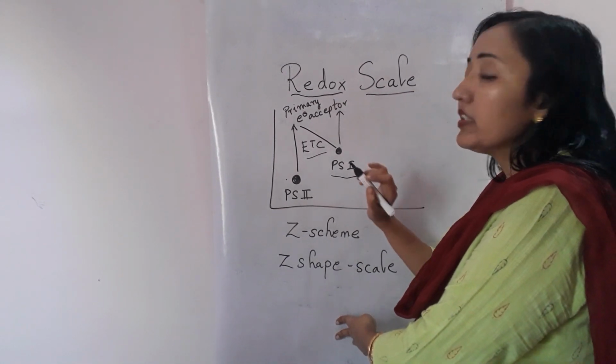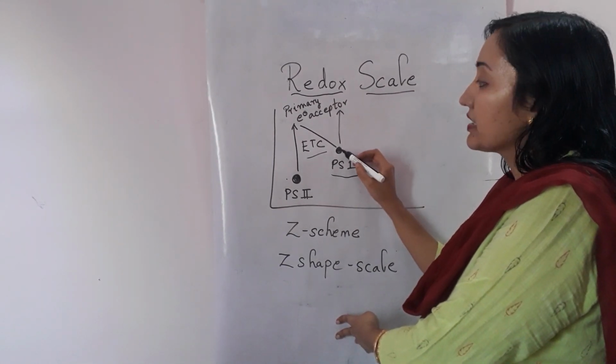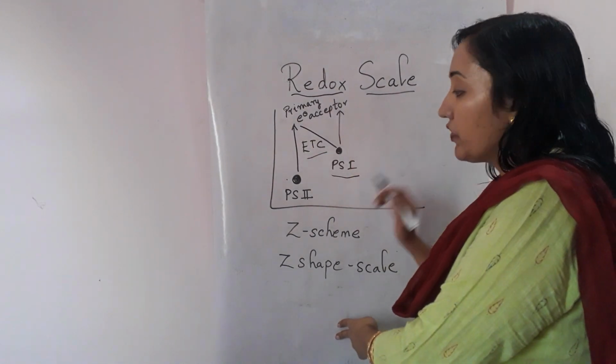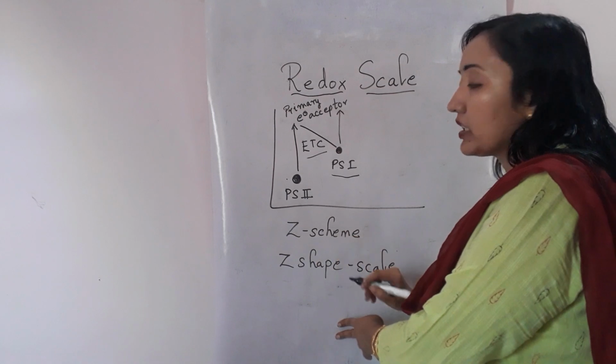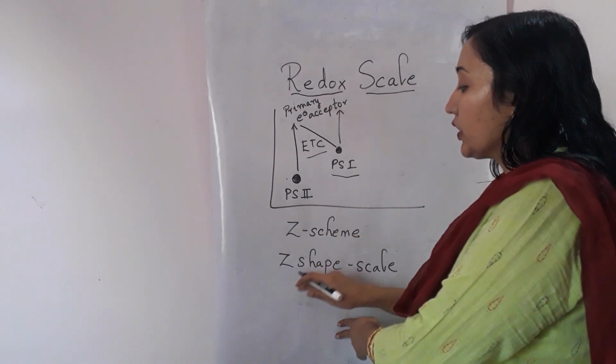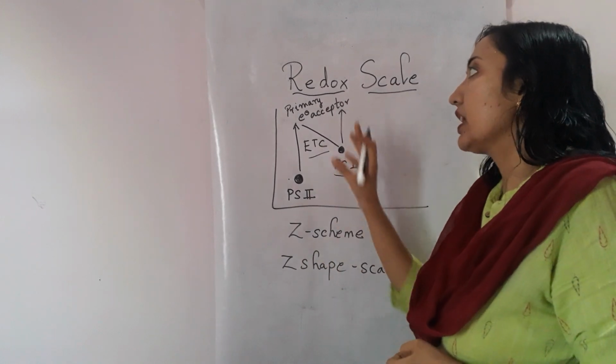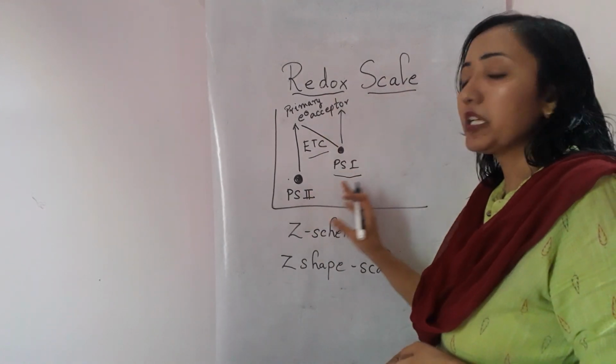Again the electron gets excited in photosystem 1. So we obtain a Z shape on the scale. We say this is the Z scheme. In the redox scale, we will obtain this shape.